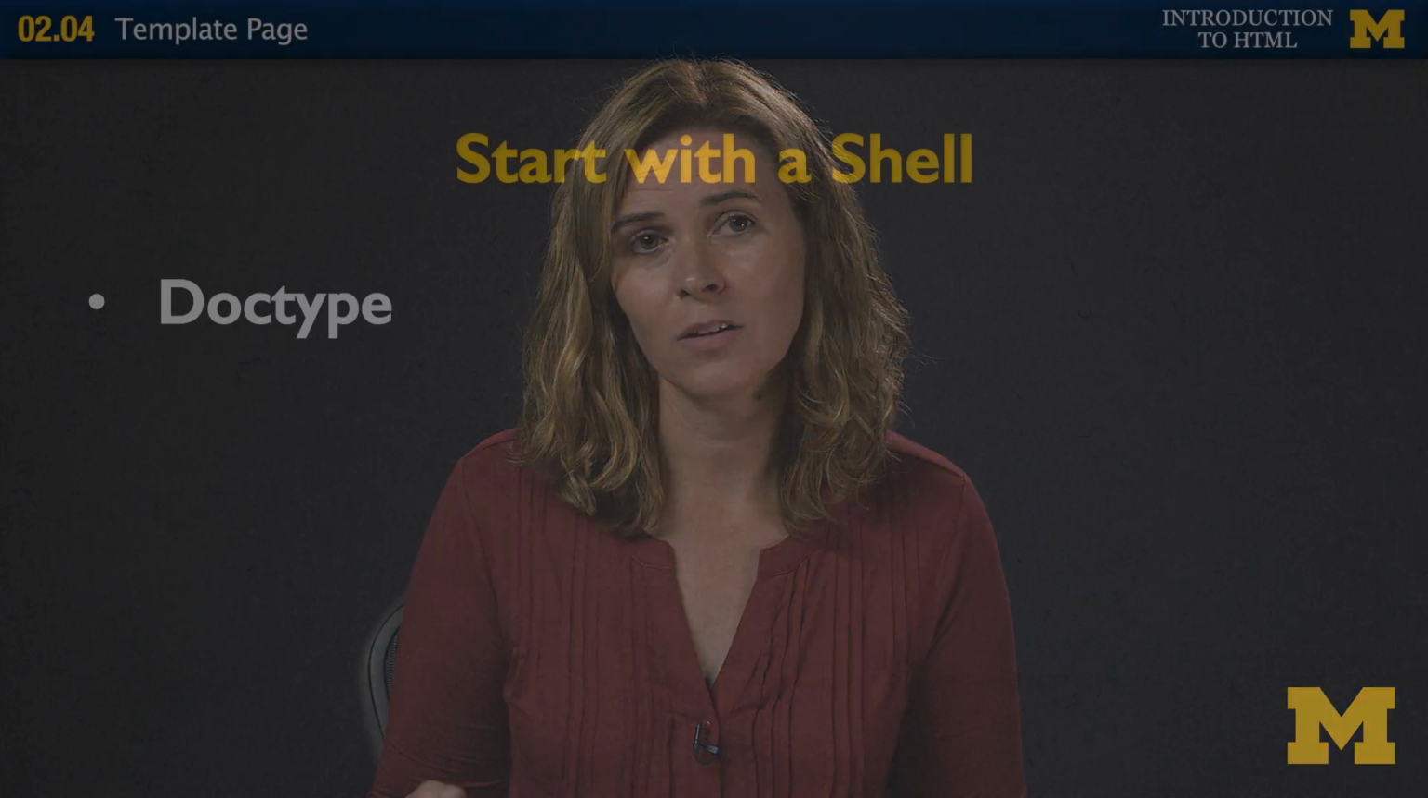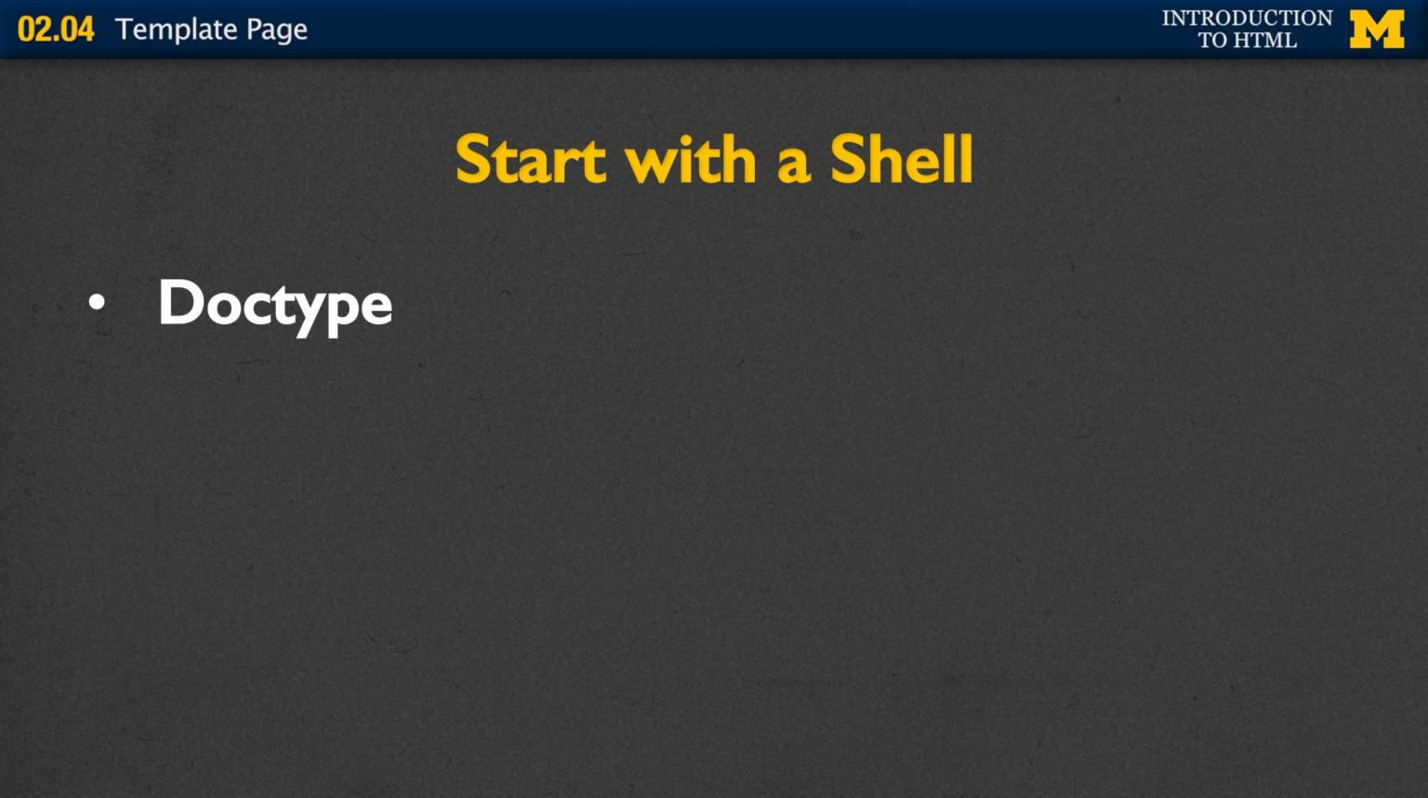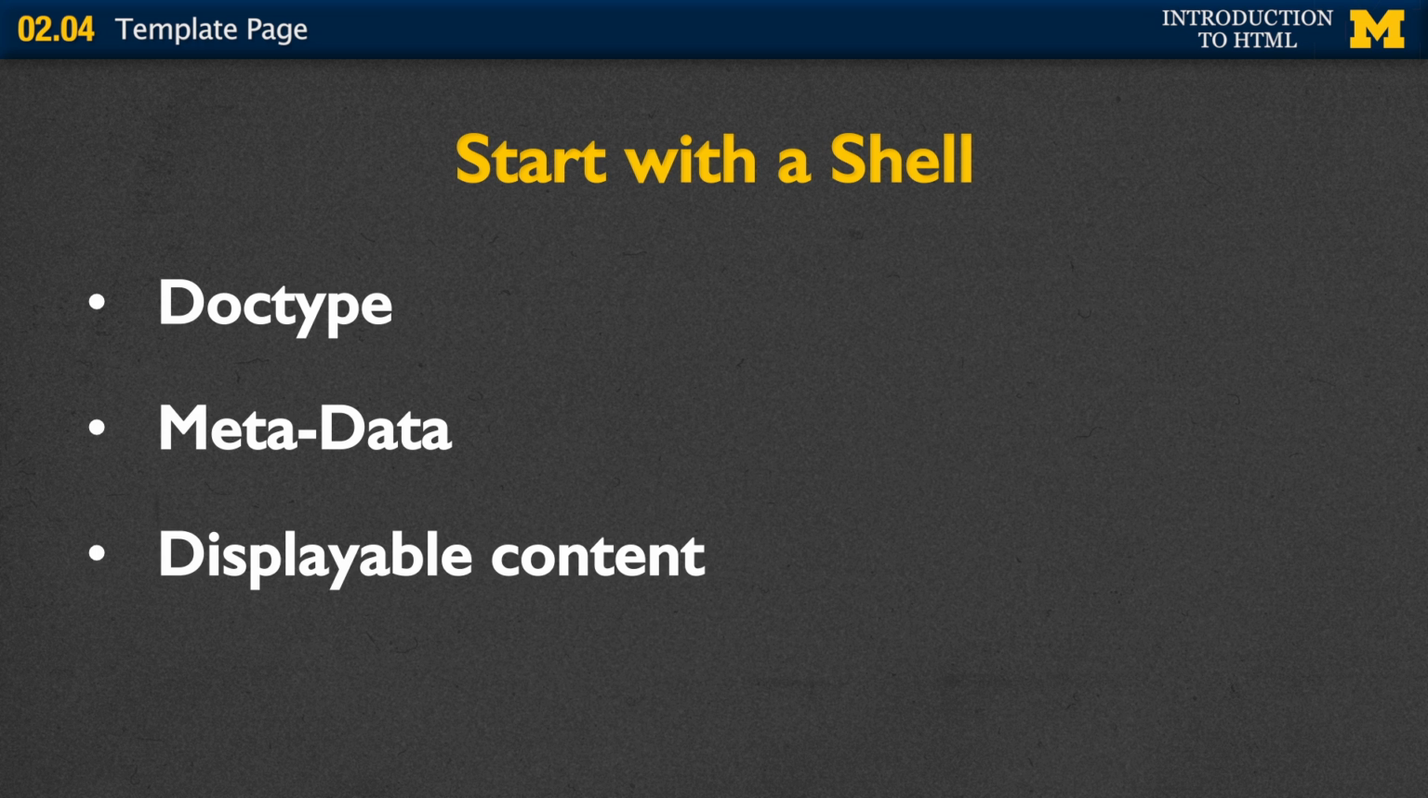If you remember, every web page has three main parts. It has your doc type, which says, hey, browser, I'm going to use HTML5. It has your metadata, which says, I'm going to use this type of language, and this is what the title of my page should be. And finally, you're going to show your displayable content.